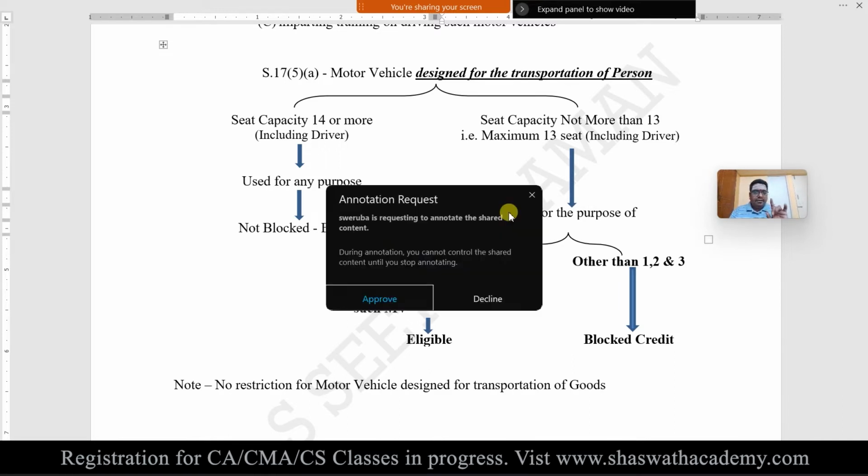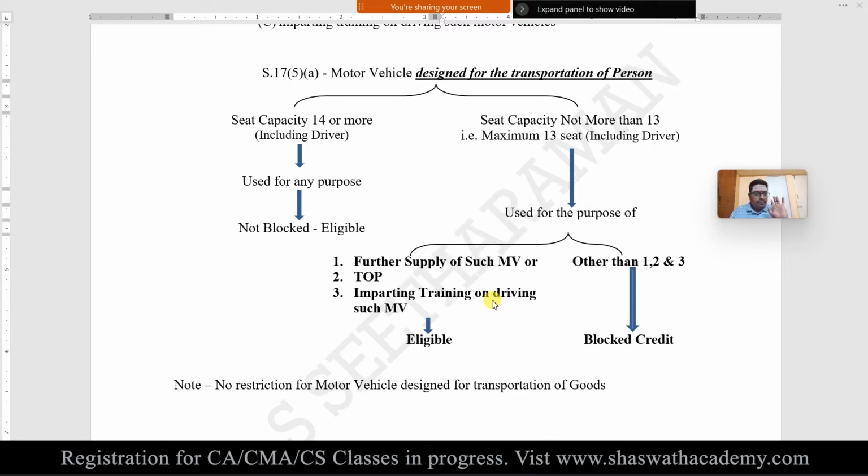Meaning thereby, it is the same context, you have to appreciate. When something is blocked, don't bring emotions. Don't bring purpose. Sir, two-wheeler.